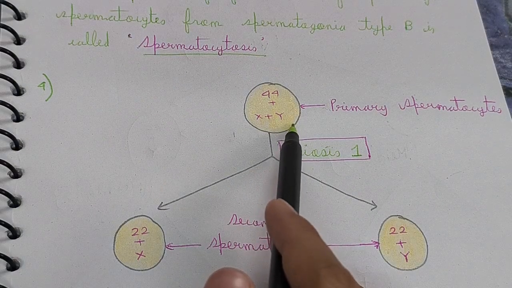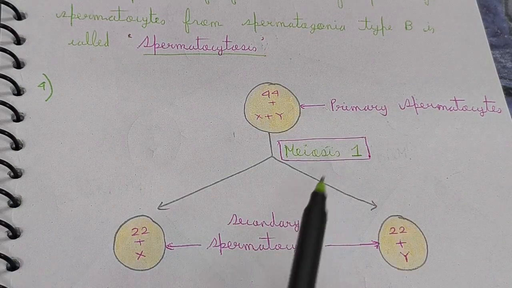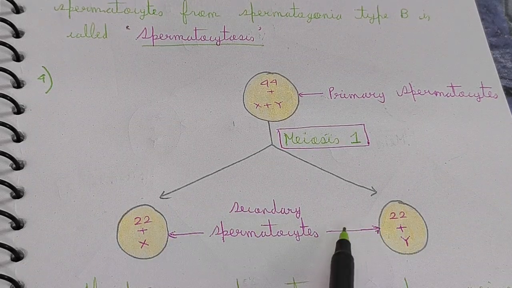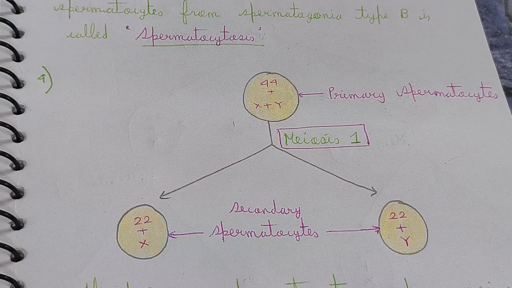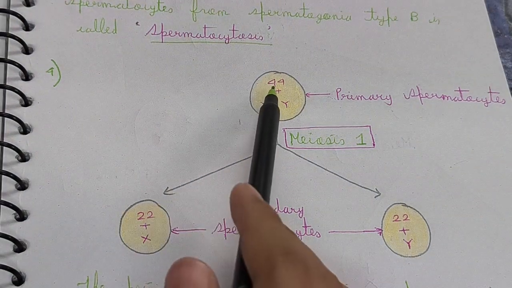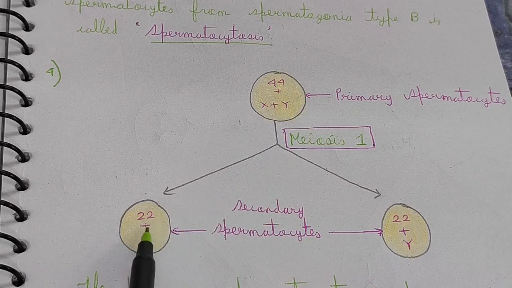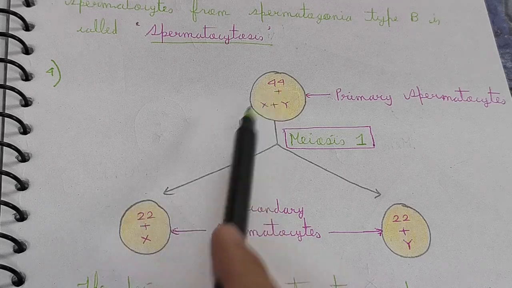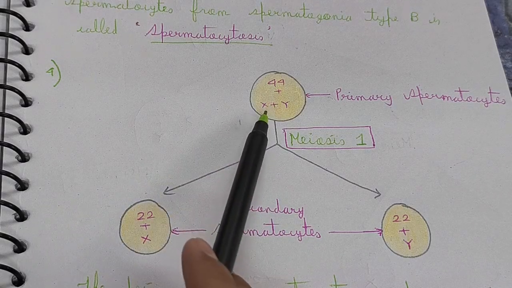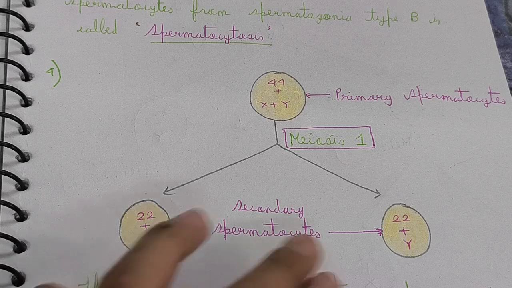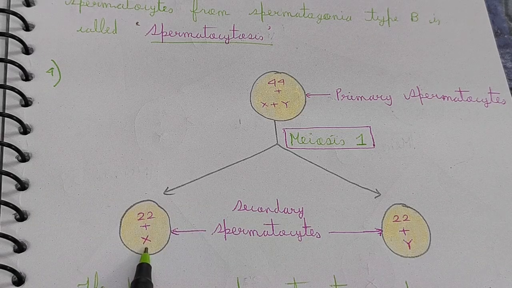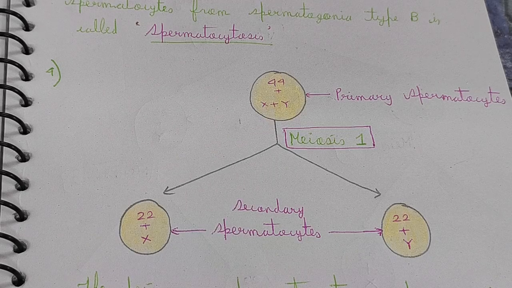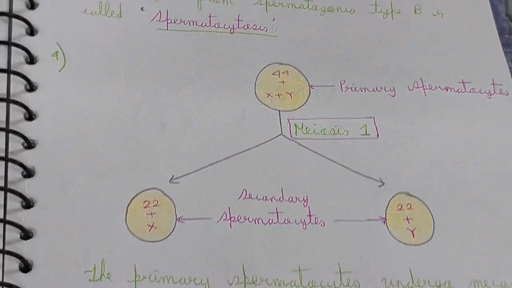Now you can see here these are primary spermatocytes, and these primary spermatocytes undergo meiosis 1 to form two secondary spermatocytes. In the secondary spermatocytes the chromosome number is not the same as in the primary spermatocytes; it is half the number of chromosomes present in the primary spermatocytes. So it is a reduction division, and all these things I have written.